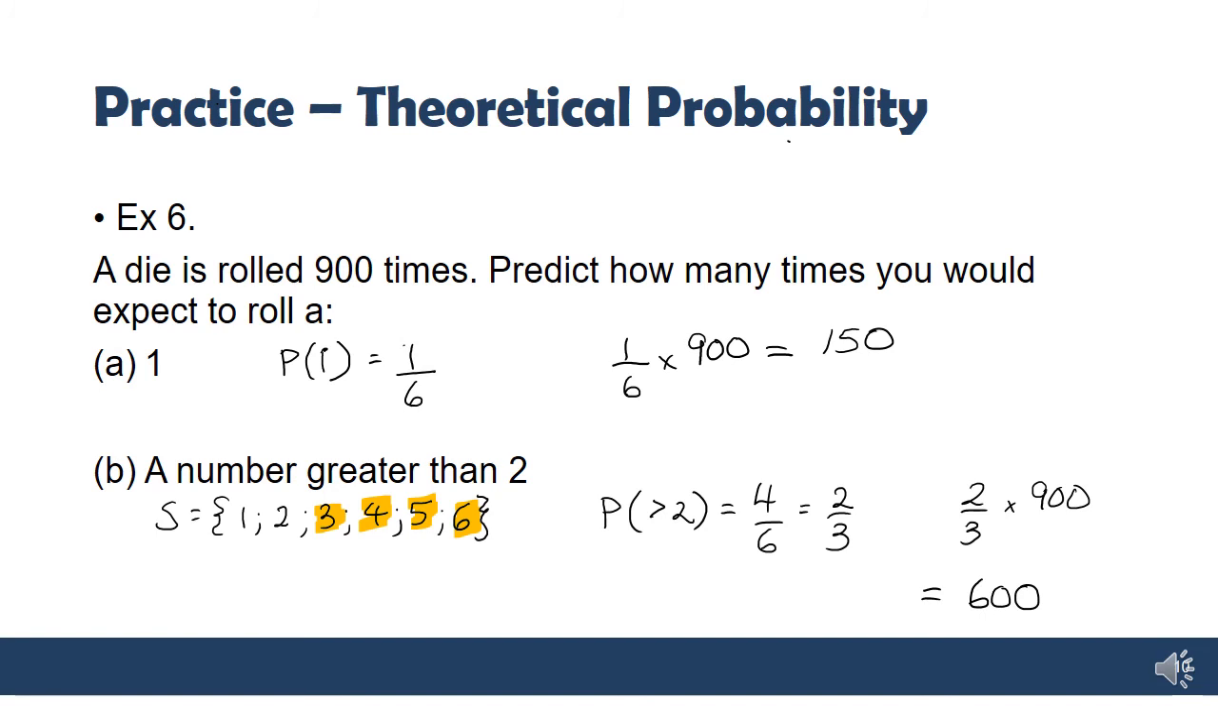But we know that if we actually did this experiment, we might not get these numbers exactly, because this is based on the theory. This is the ideal. In a real experiment, we wouldn't necessarily get that number.